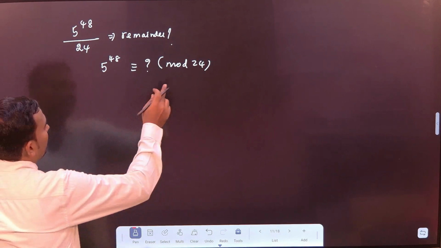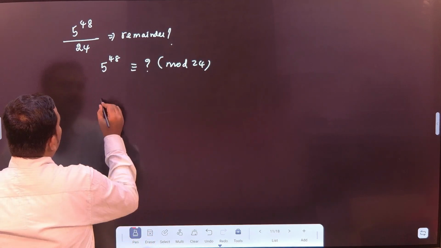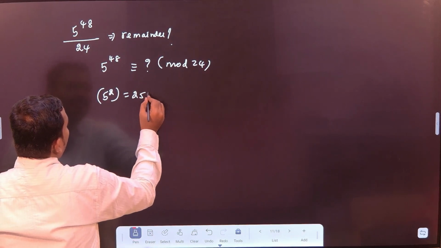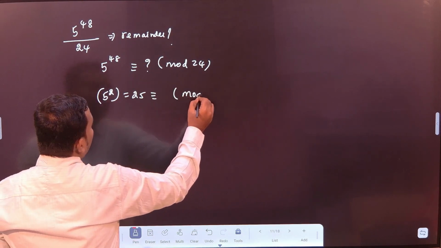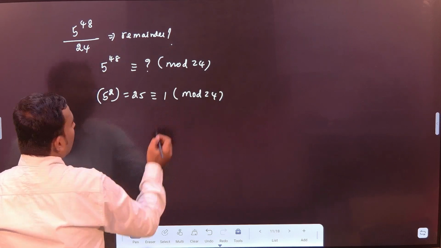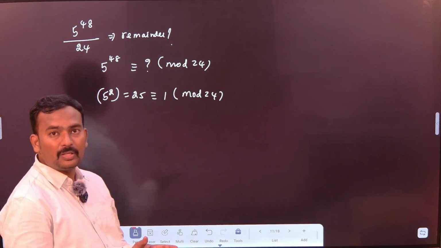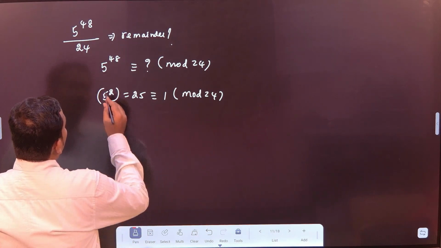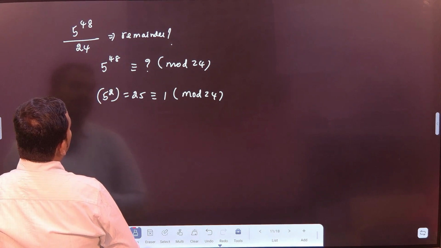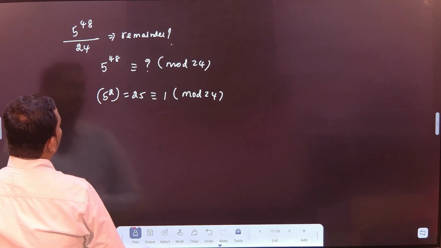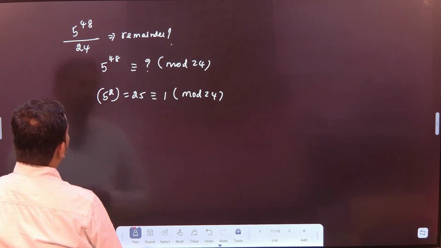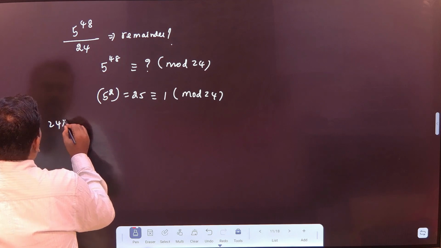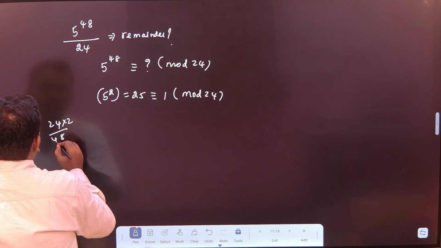Very nearest to 24, you can see 5 divided by 24. So you'll get 1. 24 when you divide by 24, the remainder is 1, right? Okay. So when you multiply by 2, it is 48. 24 into 2 is what? 48, right?